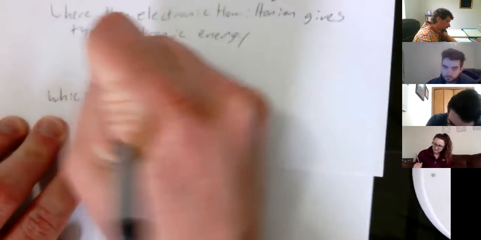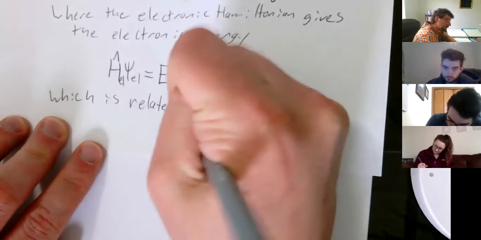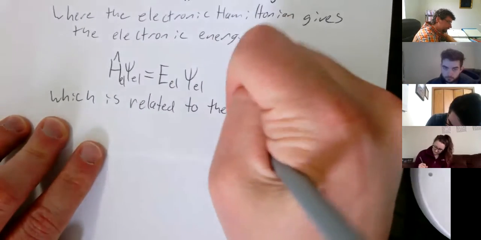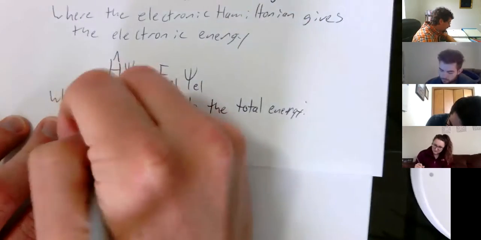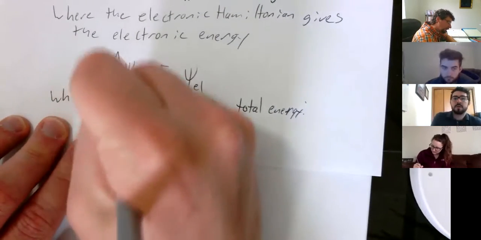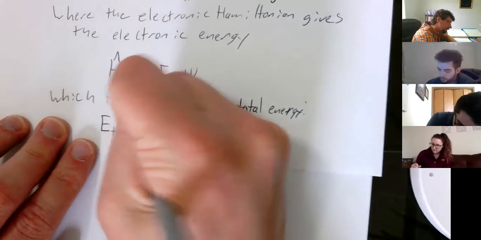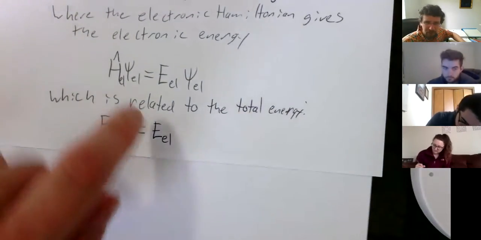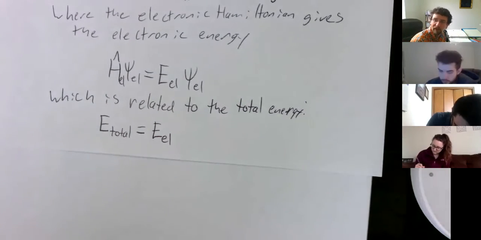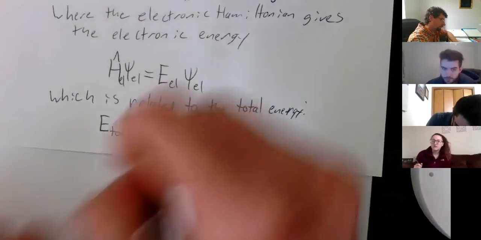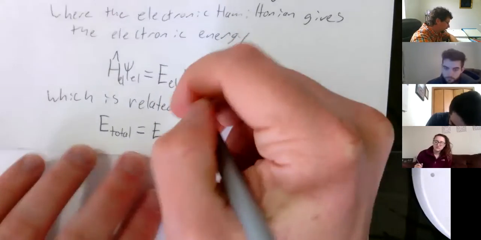Okay. So now let's say we wanted to get to the total energy. We have the electronic energy. How would you go from that electronic energy back to the total energy? What term did we leave out? It's the nuclear repulsion. Yep, we left off that nuclear repulsion.